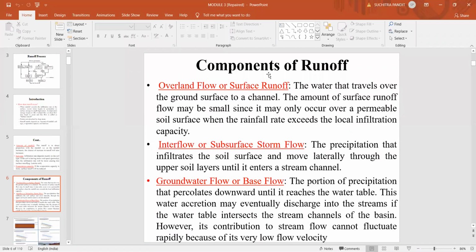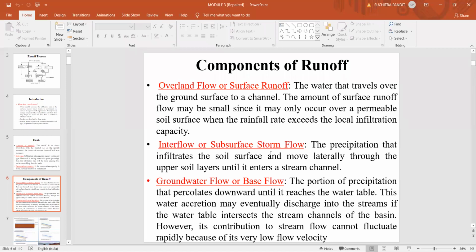Now these are some of the components of runoff. Overland flow or surface runoff: the water that travels over the ground surface to join a stream. The amount of surface flow may be small, since it may only occur over a permeable soil surface when the rainfall rate exceeds the local infiltration capacity. That means in order to have sufficient surface runoff or overland flow, the rainfall intensity should be greater than the rate of infiltration or the infiltration capacity.